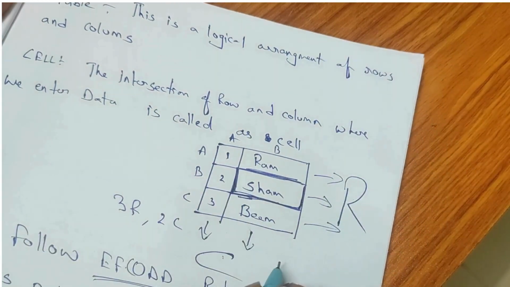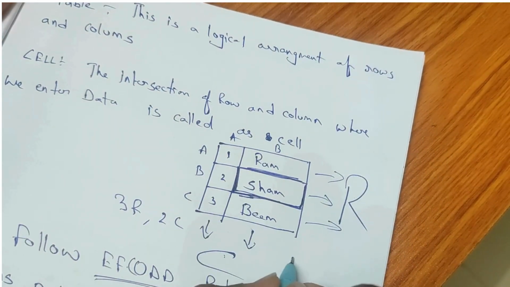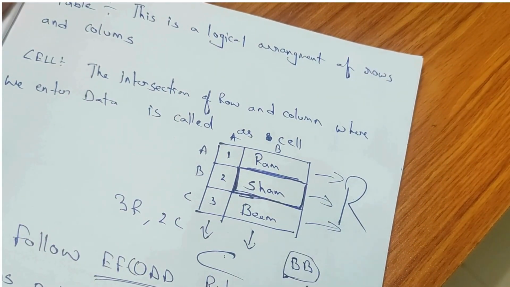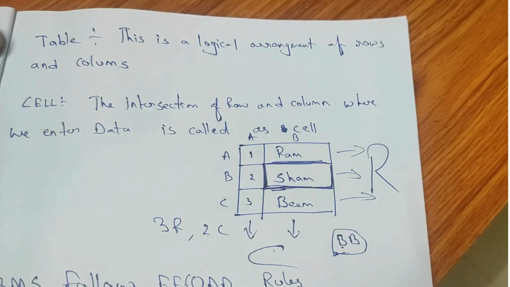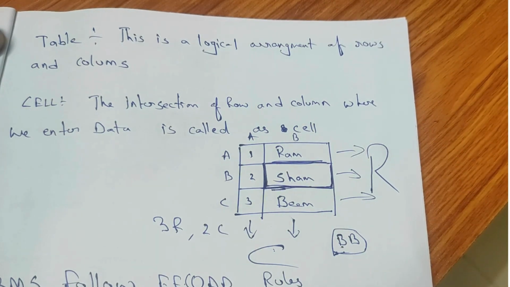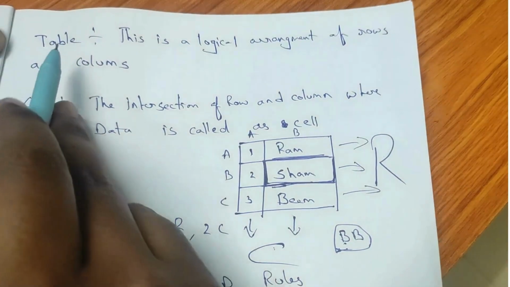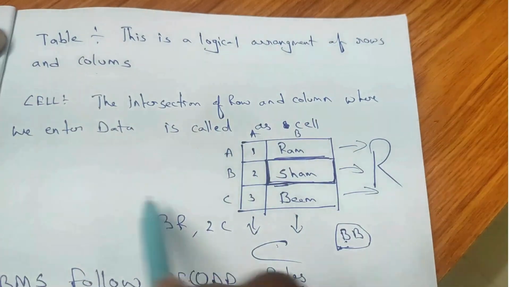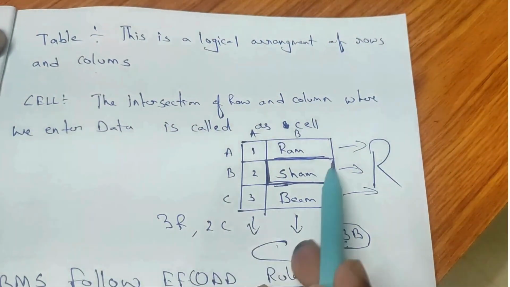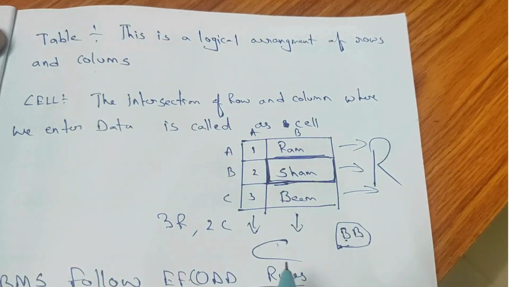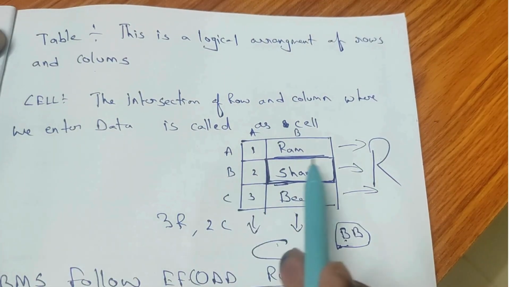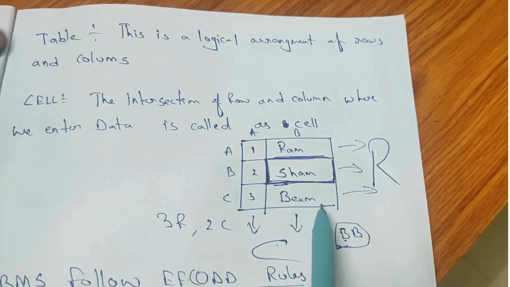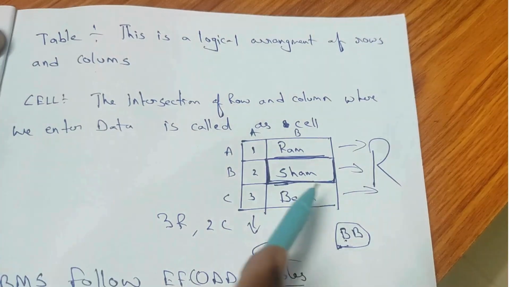in Excel, we'll be getting a combination. So we have learned RDBMS and DBMS. Now we'll be learning what is meant by a table and a cell. A table is a logical arrangement of rows and columns. Means it is an arrangement of rows and columns. These are the columns and these are the rows. Okay, this is the table.